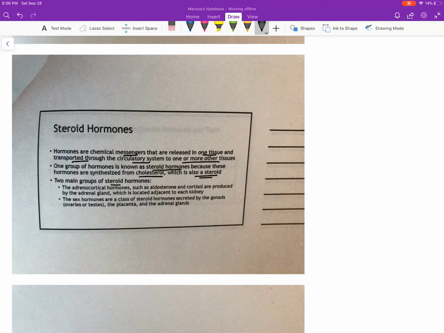The two main groups of steroid hormones are the adrenal cortical hormones, such as aldosterone and cortisol, which are produced by the adrenal gland, which is located adjacent to the kidney. Now, the sex hormones are a class of steroid hormones secreted by the gonads, which are the ovaries or the testes, the placenta, and the adrenal glands. Okay, so these are both really important groups of hormones.